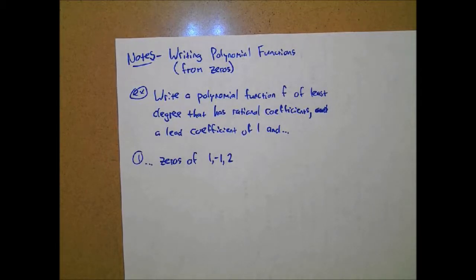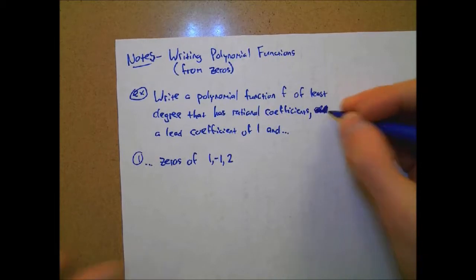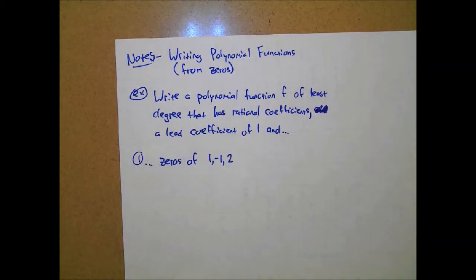That means you want to make it the lowest degree that we can. We're not trying to make these ridiculously high degree polynomials. We're trying to make it as small a degree as we can. Rational coefficients, so rational numbers, those are just numbers that can be written as fractions, like 1/2, 1/3, those kind of things. So there shouldn't be any square root of 2 or pi's in our polynomial, anything like that. And a lead coefficient of 1, and zeros of 1, -1, and 2.